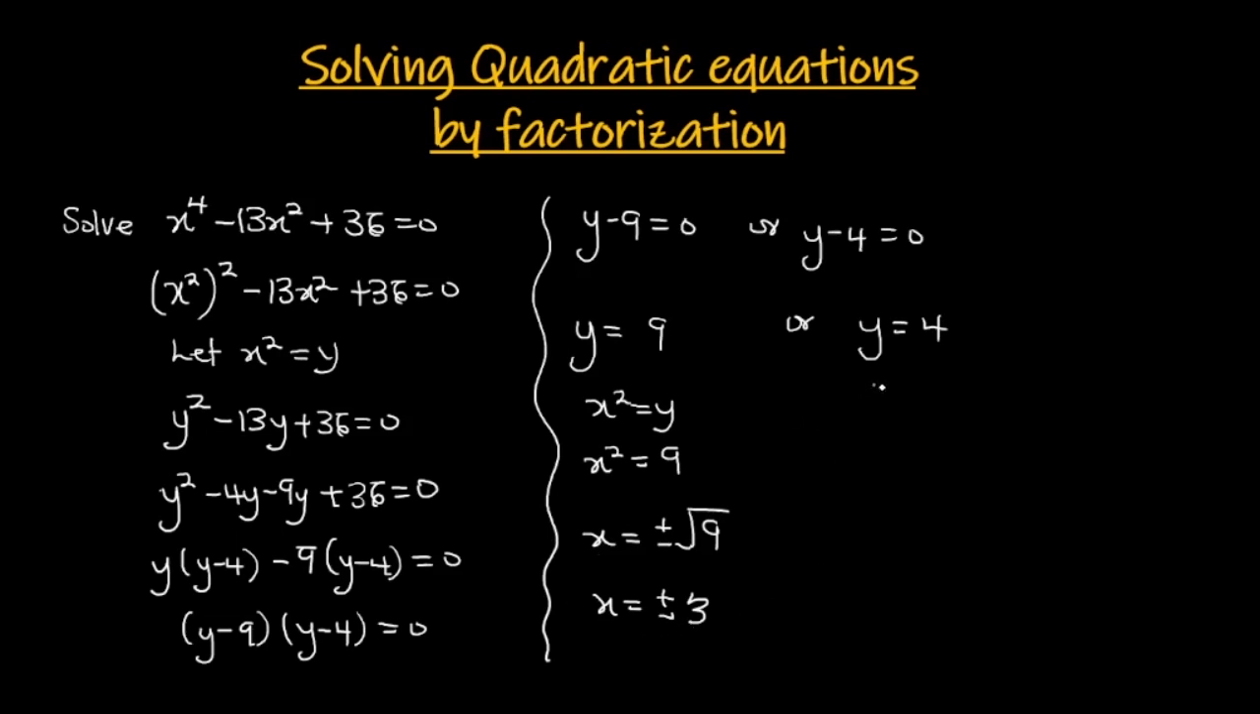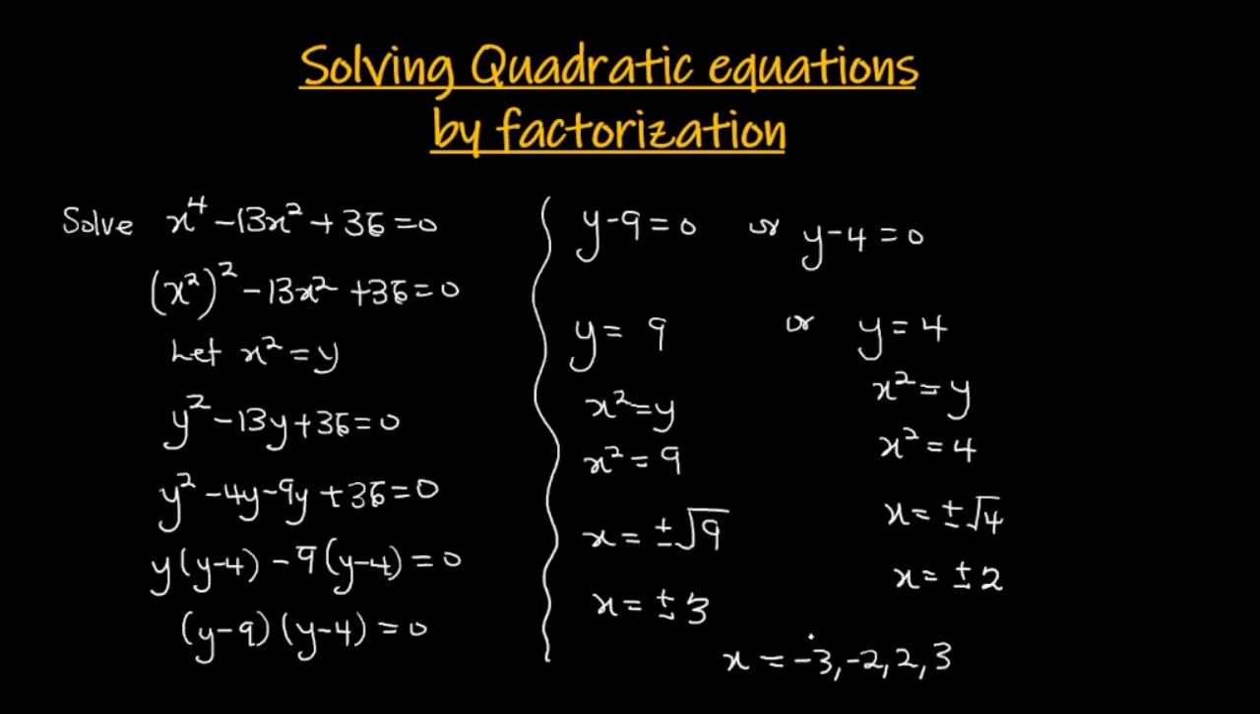The second one is, we are still going to write x squared is equal to y, then x squared is equal to 4. Okay, so from here, we take the root of both sides. So we are going to have x is equal to plus or minus the root of 4. And that will give us x is equal to plus or minus 2. Okay, so it means whether you square positive 2 or you square negative 2, you are going to get 4. So our answer now, the values of x: x is either equal to negative 3, negative 2, positive 2, or positive 3. So these are the 4 values that will make this entire equation equal to 0.